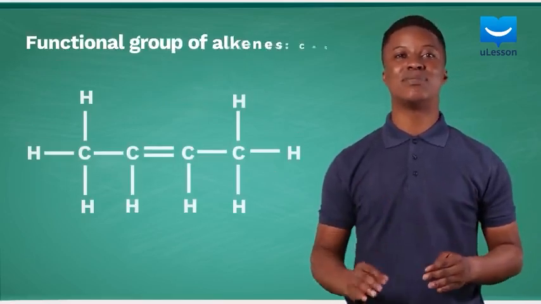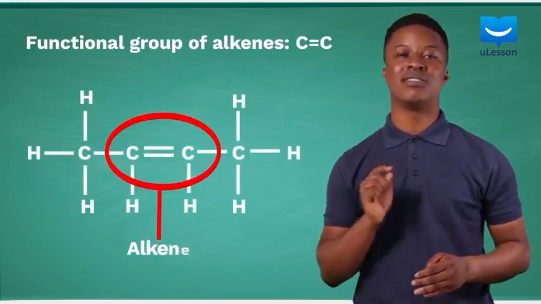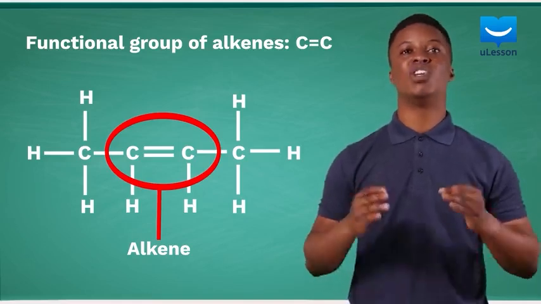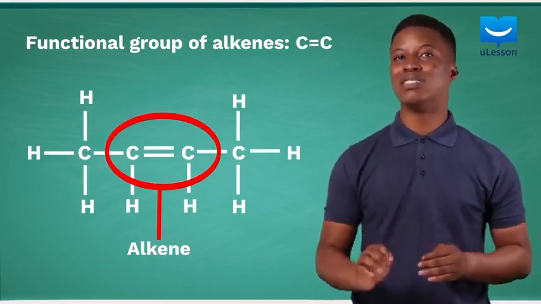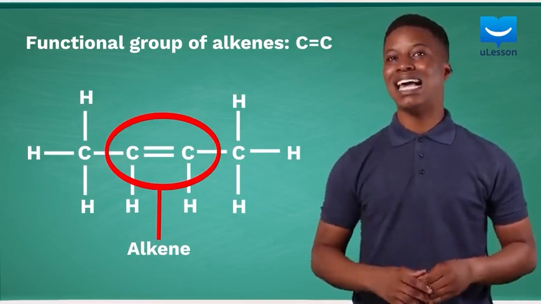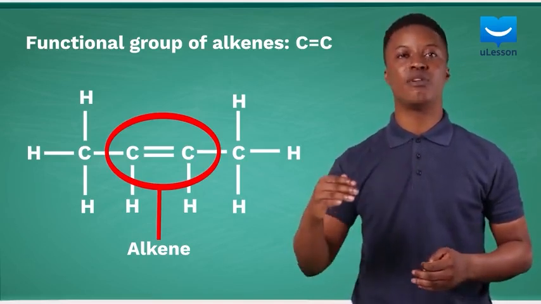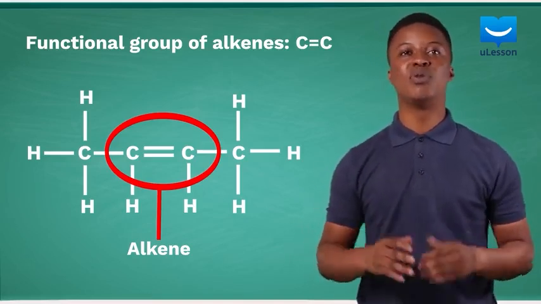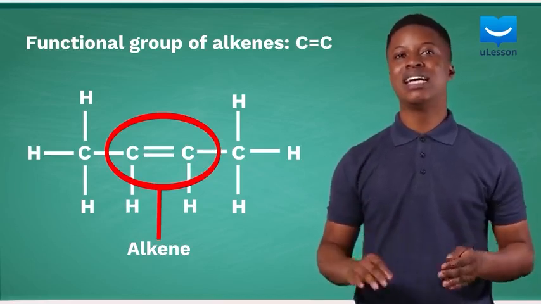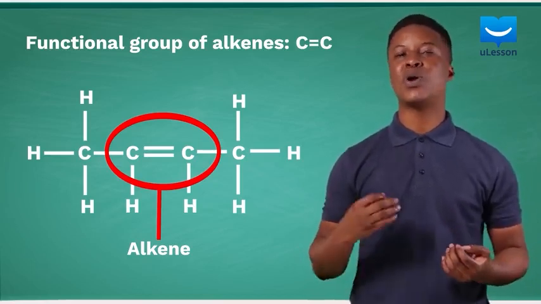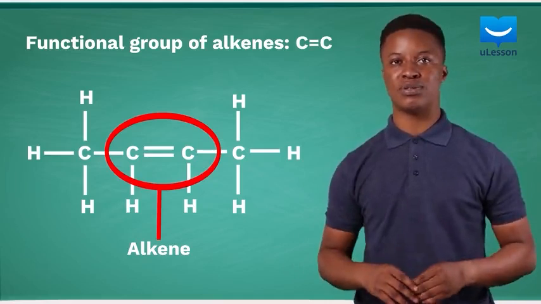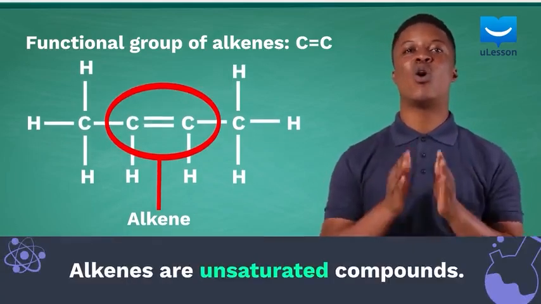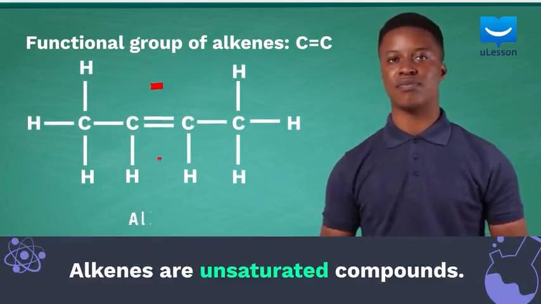Alkenes are characterized by the presence of a double bond in their structure. What this means is that if you see a compound with a double bond, then that compound is probably an alkene, except it possesses another functional group of higher priority. This double bond in the structure of an alkene gives us an insight into the properties of this group of compounds. The most important being that alkenes are unsaturated compounds.